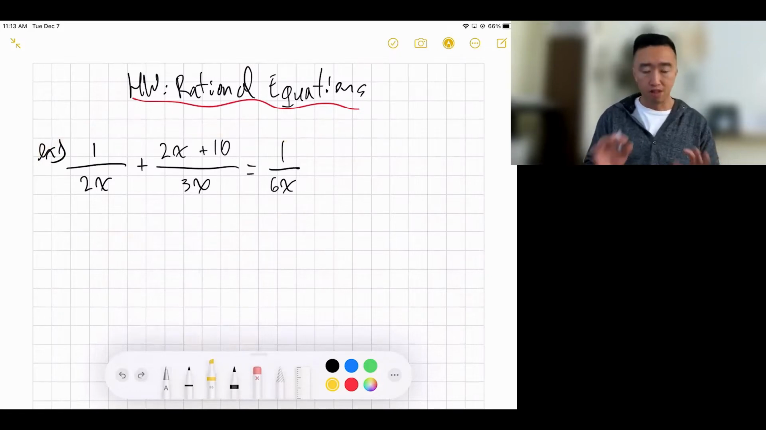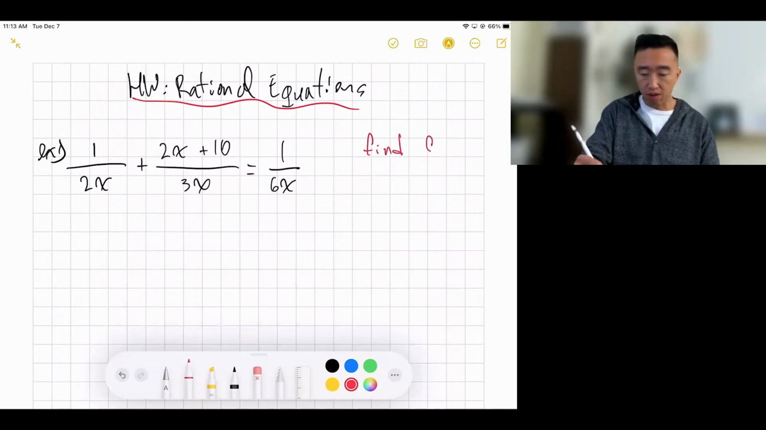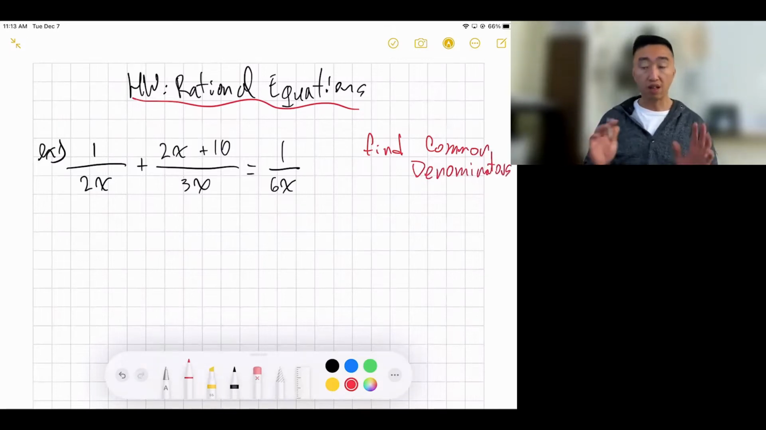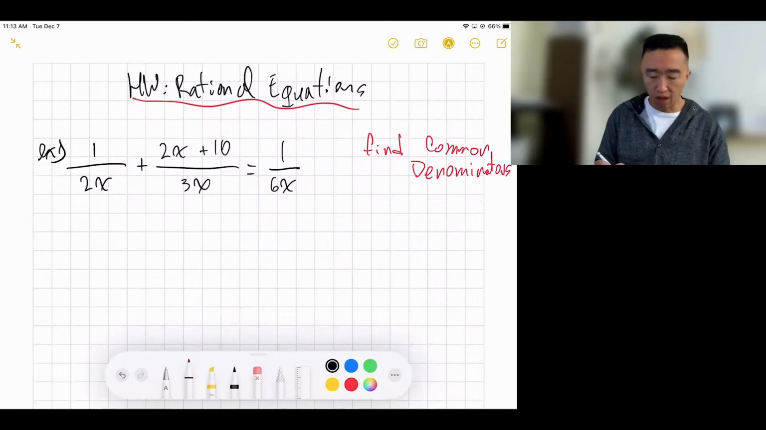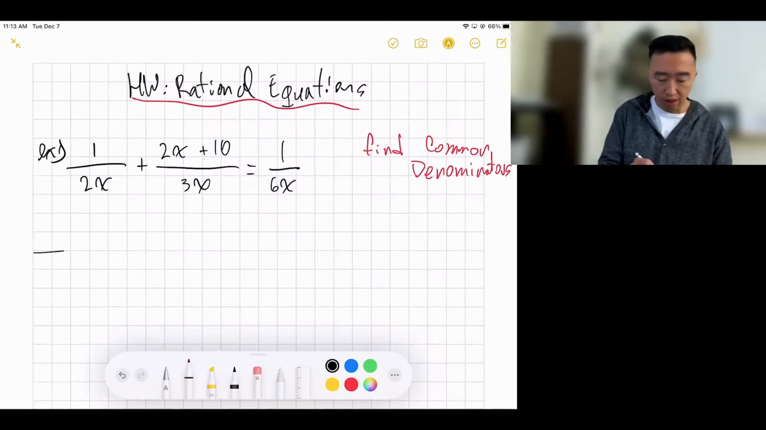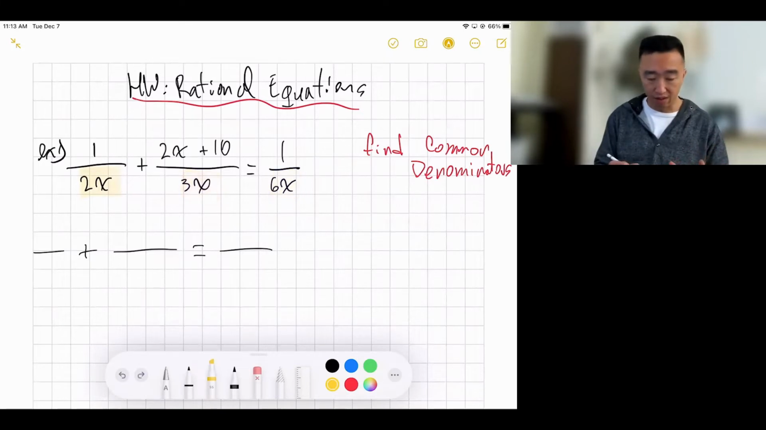But it isn't. The first thing that you got to focus on is making sure that you have all the common denominators. Okay, find common denominators. So in order to do that, and this is going to be the same for all of them, I would break down these denominators by their factors.